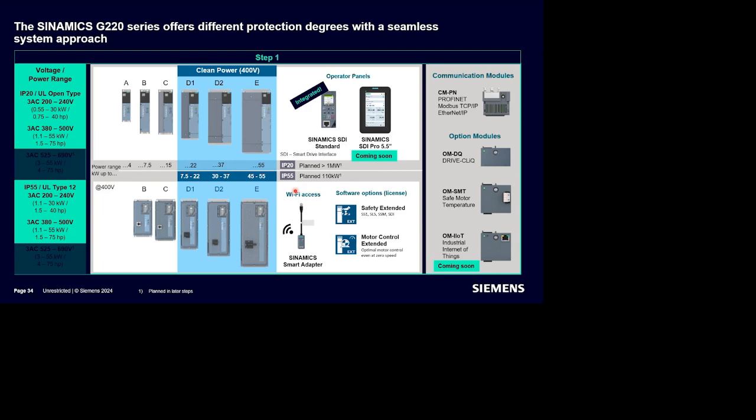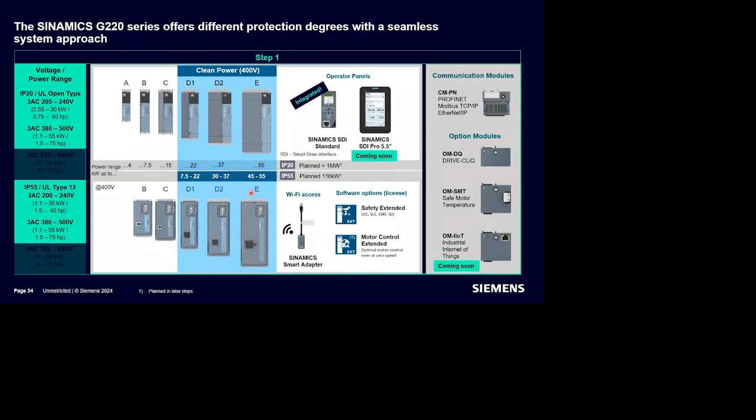On the options here below, we have the Wi-Fi adapter. This is already available, and also the software licenses for safety extended functions and motor control, completely available. On the communication side, we have the communication module Profinet, and on the option modules, the Drive Click, SMT are already released, and the IIoT module, it's coming also together with the SDI Pro in a few weeks from now.